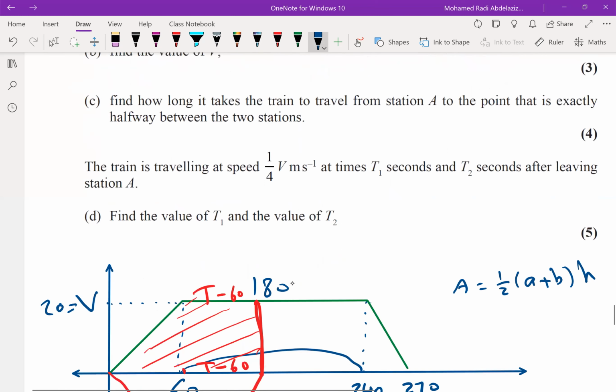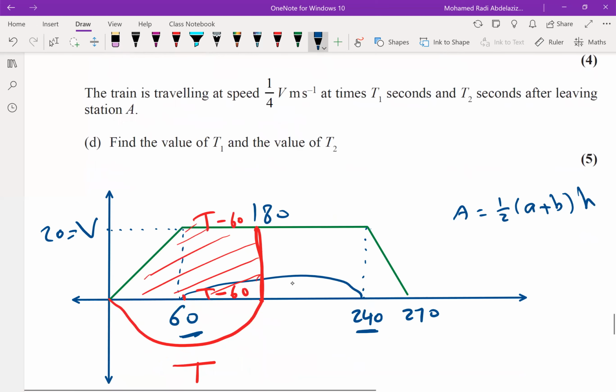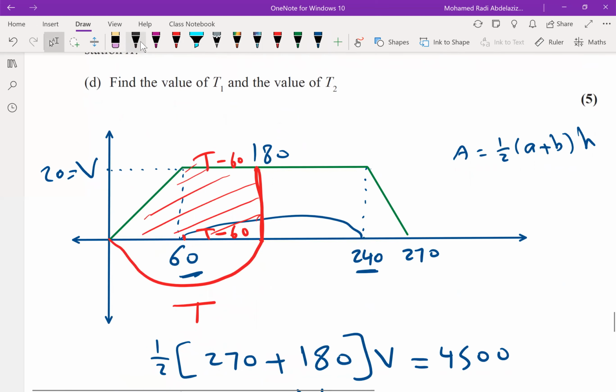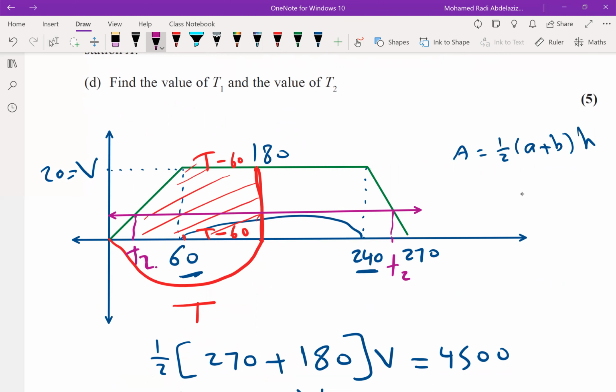This is part C. The train is travelling at speed a fourth of V at time t1 and time t2. A fourth of V, I will show that on the graph: when the velocity will be a fourth of 20, exactly 5. This is the fourth. There is a timing here, t1, and another time here, t2. We are asked to get the values of the time. By using mechanics, you can find the acceleration for this part and apply it for this part.